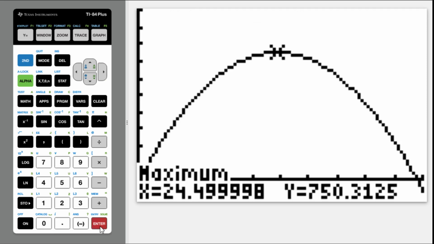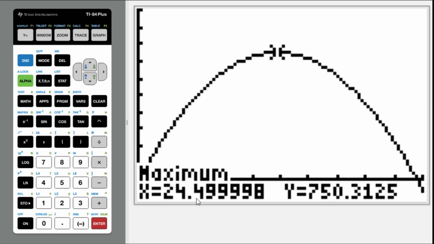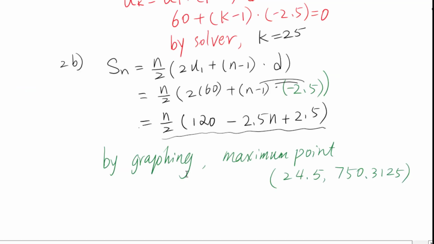Enter, enter. X equals 24.5, Y is 750.3125. By graphing, the maximum point is 24.5, 750.3125. Since n is a natural number, we need to test 25 or 24 to get the maximum value for this S sub n.